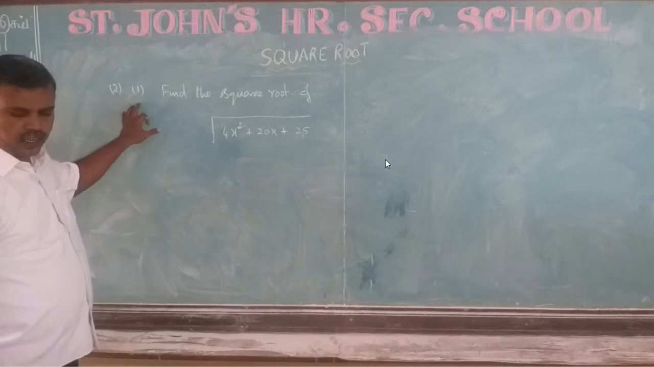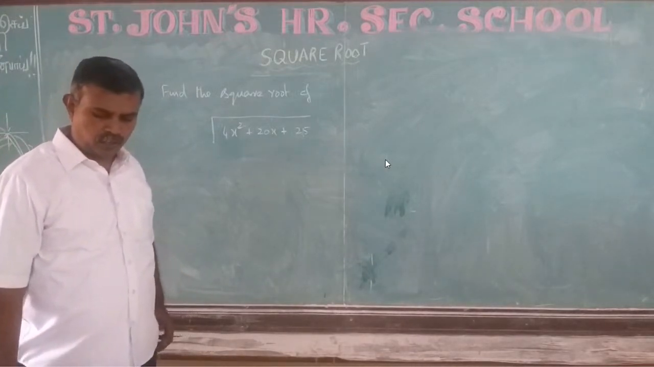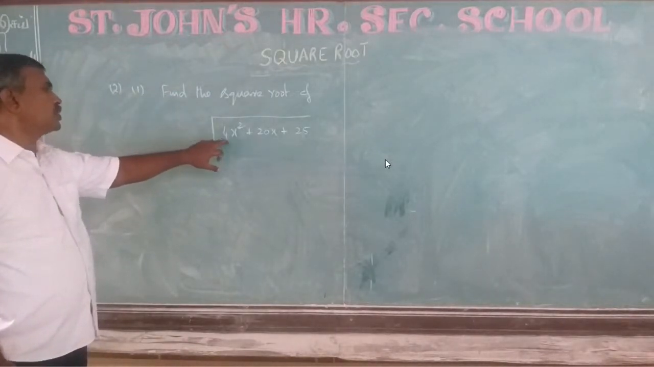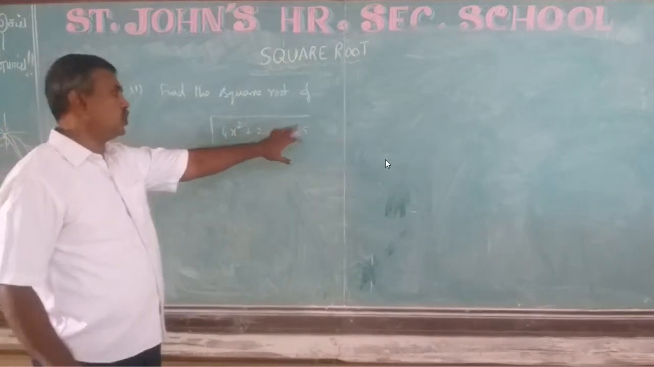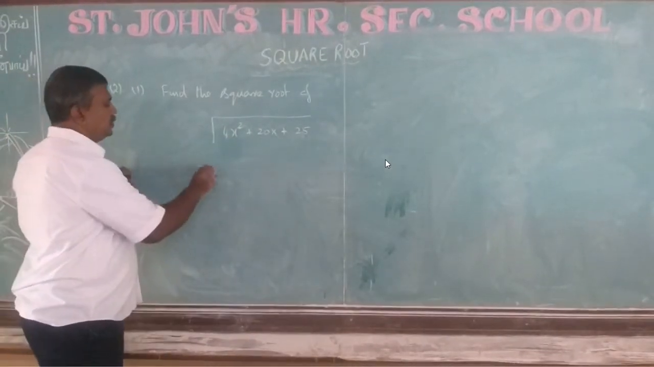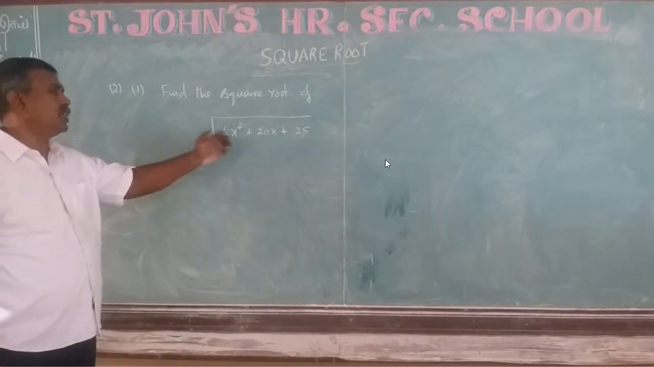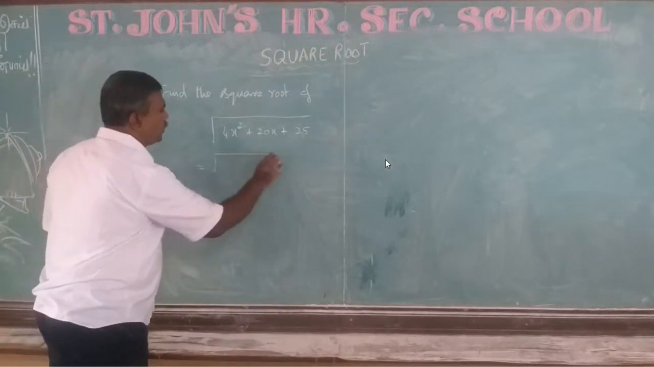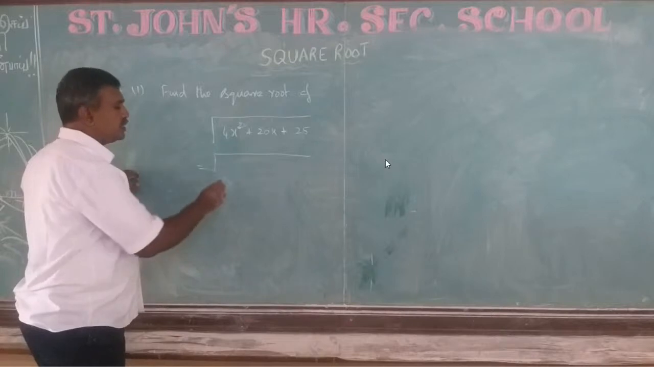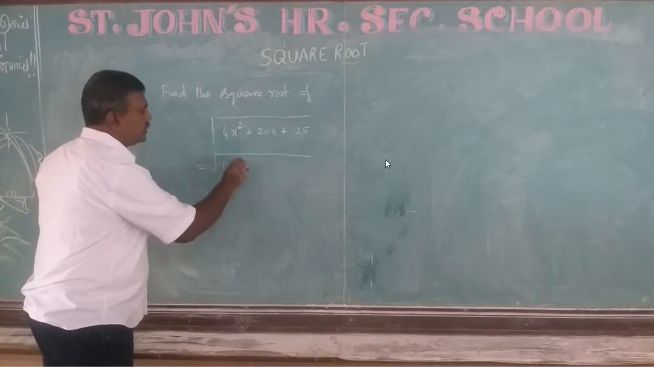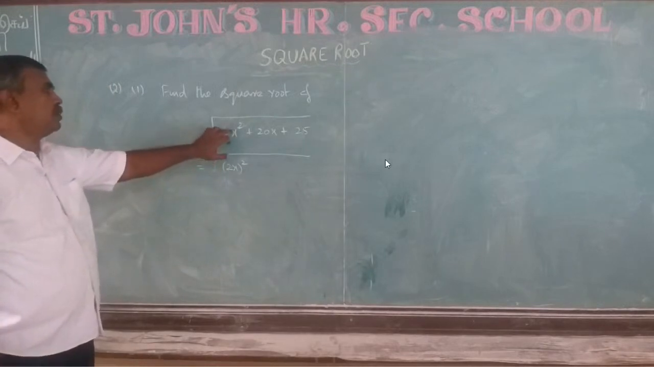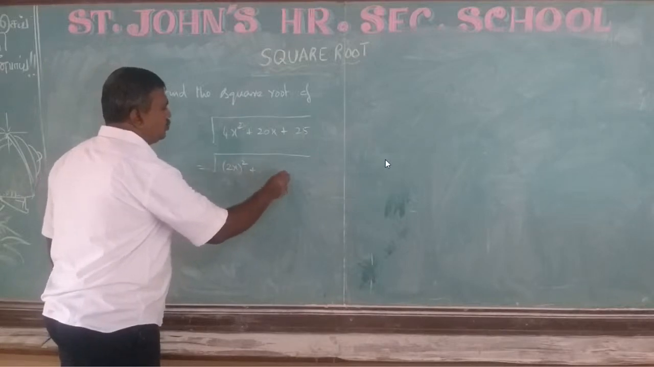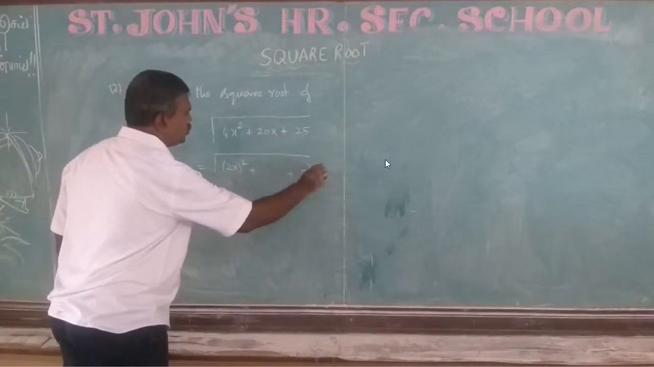Now the second question, find the square root of the following. The first problem, find the square root of 4x squared plus 20x plus 25. Now we factorize the sum, that is square root of, we can write 4x squared as 2x the whole square, plus 20x plus 25, which is 5 squared.